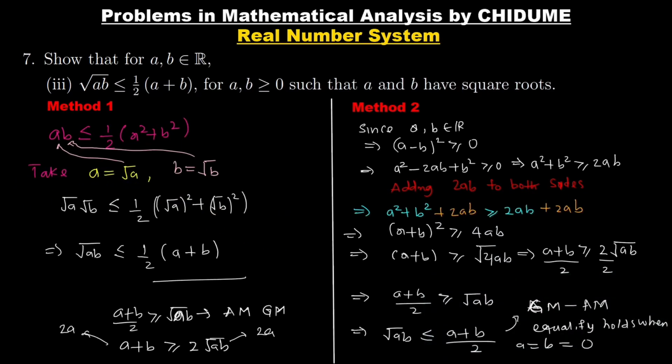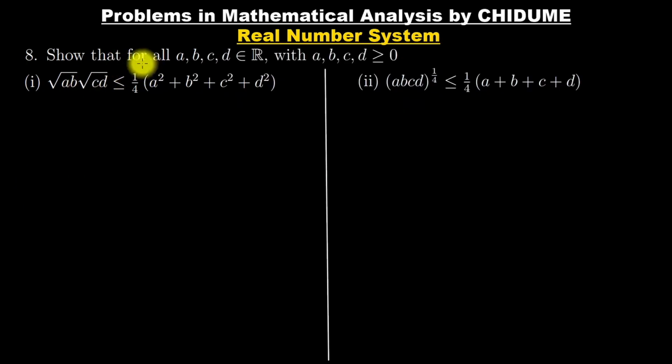So let's move ahead to the next question. In this question, we have to show that for all a, b, c, d in R, with a, b, c, d being positive, the square root of ab multiplied by the square root of cd is less or equal to 1 over 4 open bracket a squared plus b squared plus c squared plus d squared.